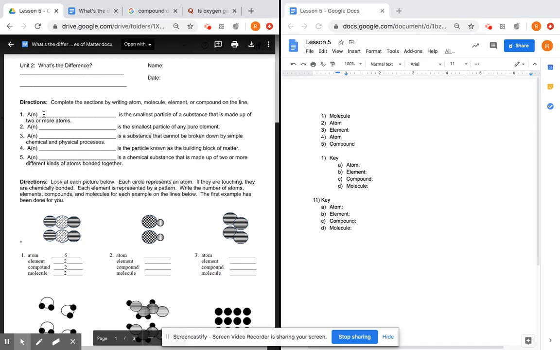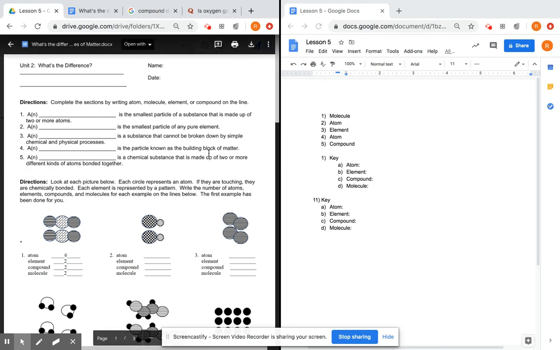So a molecule is the smallest particle of a substance that is made up of 2 or more atoms. So it's going to be something that looks like this, 2 or more atoms. They can be same, different, doesn't matter. The smallest particle of any pure element is going to be an atom, number 2. Something that is a substance that cannot be broken down by simple chemical and physical processes, that is the basic smallest, purest form. That's going to be an element. You can't break down an element into anything else besides the little subatomic particles that it's made of, but that's not matter. When you have protons, neutrons, and electrons, then you have an element.